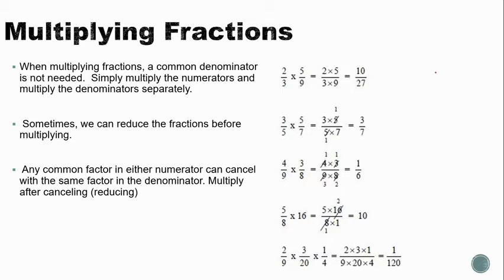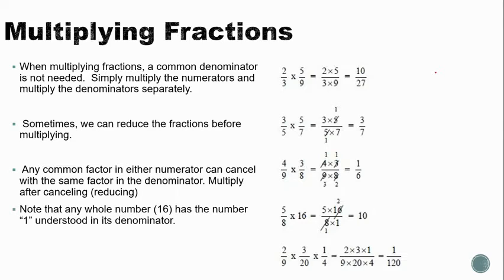Multiply after canceling. So even though none of these numbers look the same, we know that 4 and 8 have a common factor of 4. We know that 9 and 3 have the common factor of 3. So thus, 4 divided by 4 is 1. 8 divided by 4 is 2. 3 divided by 3 is 1, and 9 divided by 3 is 3. And then we multiply. So we'll have 1 times 1 on the numerator, and then 3 times 2 in the denominator.